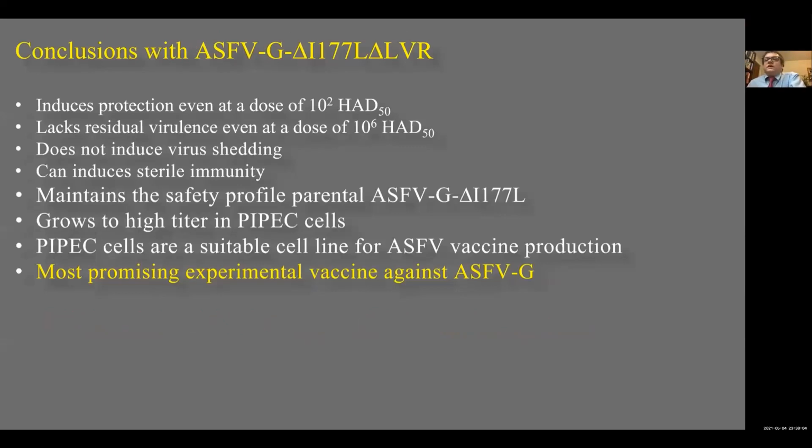Just to conclude, our adapted virus, Delta I177L, Delta LVR, induces protection even at a low dose of 10 to the 2, lacks residual virulence even at doses of 10 to the 6, does not induce virus shedding, can induce sterile immunity, and maintains the safety profile of our Delta I177L vaccine. It grows to high titer in PIPEC cells, and PIPEC cells are a suitable cell line for ASF vaccine production.